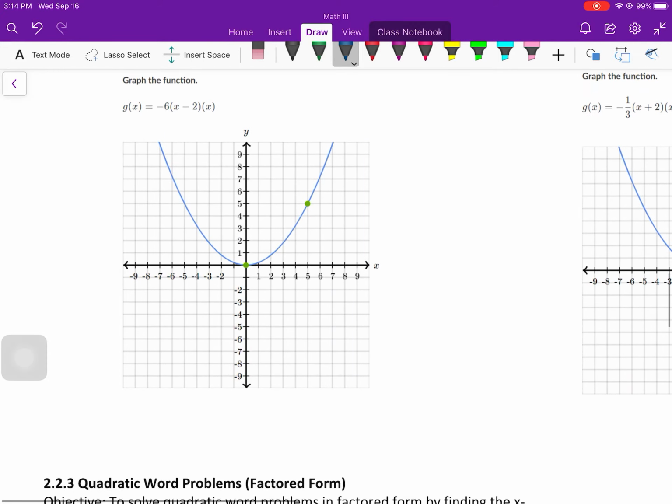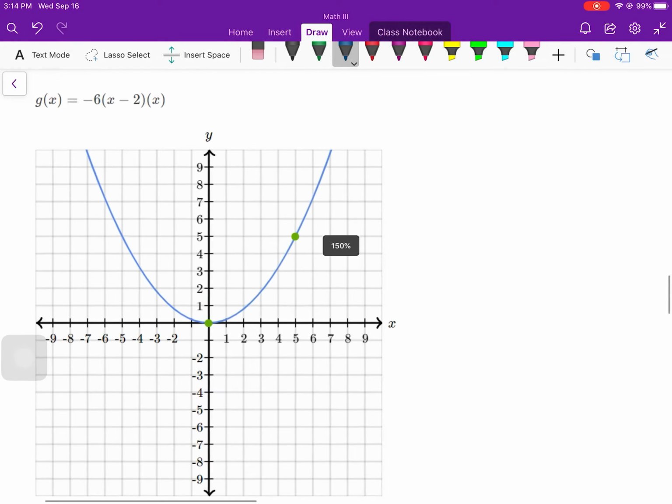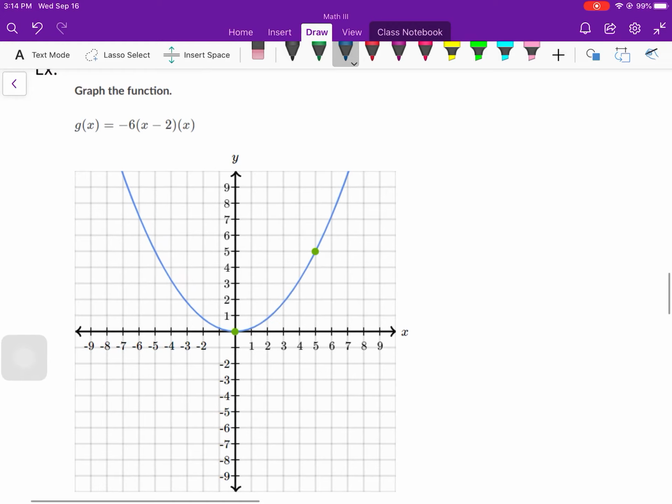All right, let's look at something a little bit more complicated. And it's really not more complicated. It might actually be a little bit easier. It's the negative. It should be flipped upside down. It's going to be a sad face because it's negative. But what I did want to point out also, so the first x value is 2.